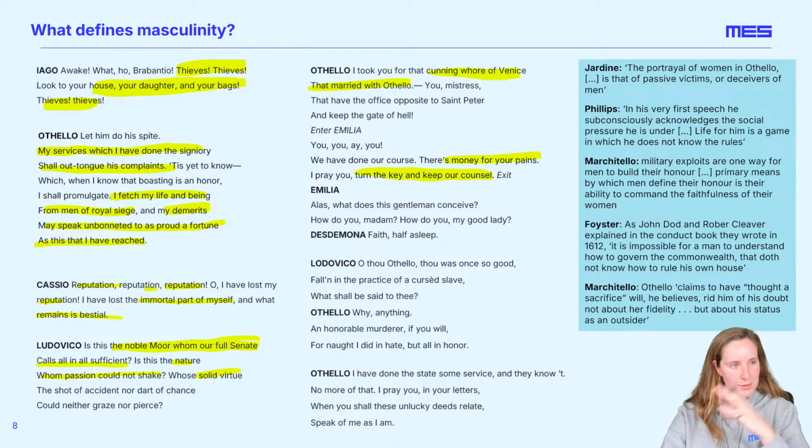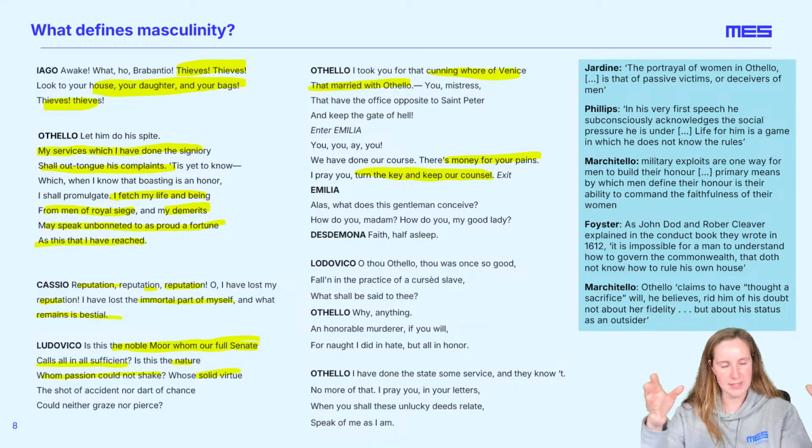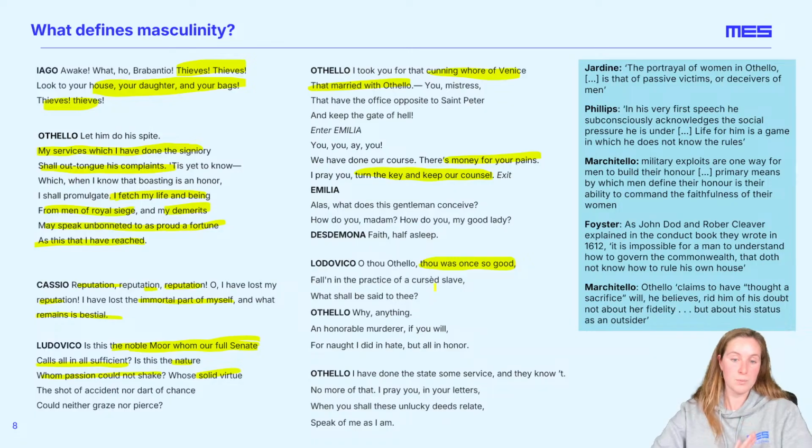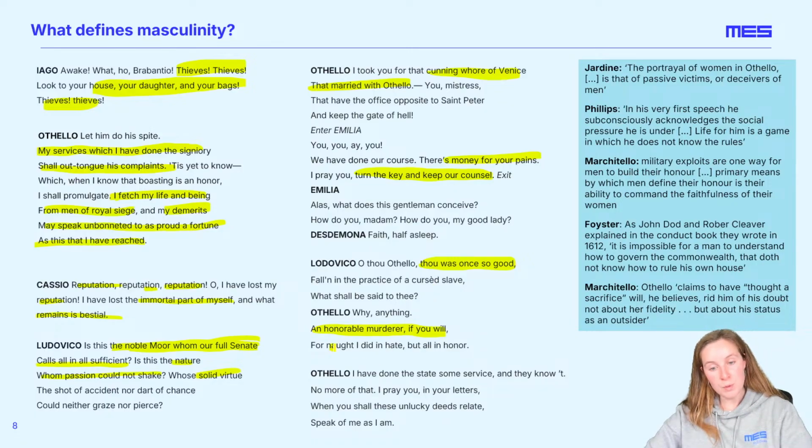turn the key and keep our counsel, so keep this on the down low, in other words, and lock the doors. This idea of private versus public space that reveals Othello's fear of his reputation being damaged. And Ludovico, O thou Othello, who wast once so good, fall'n in the practice of a cursed slave, what shall be said to thee? Why, anything. An honourable murderer, if you will, for naught I did in hate, but all in honour.